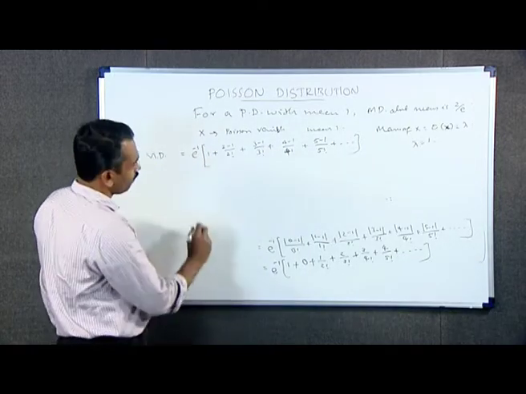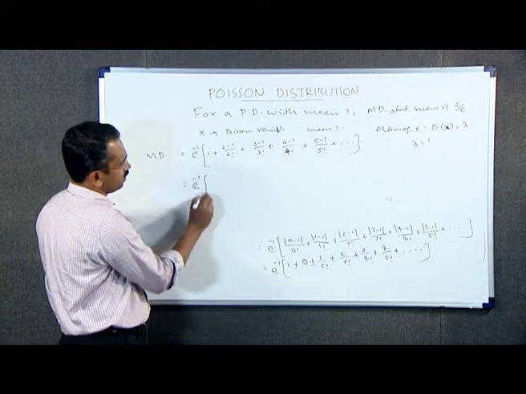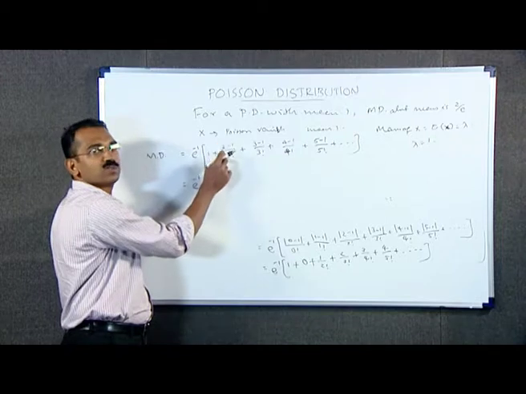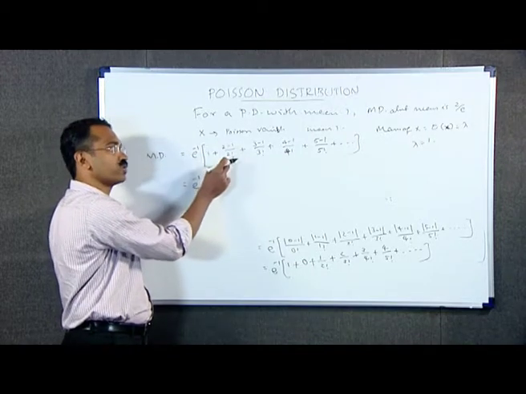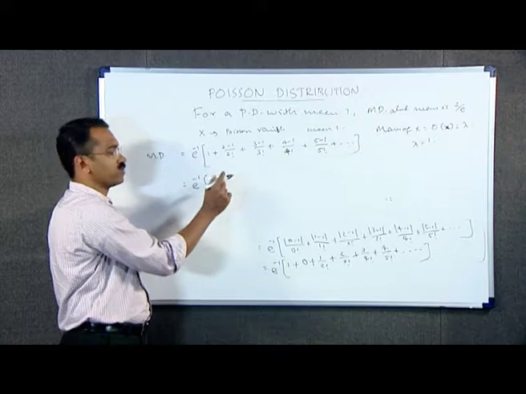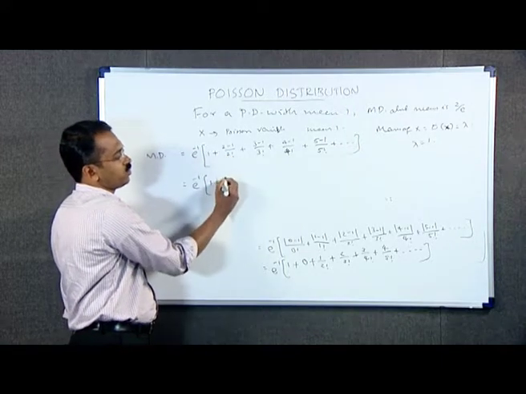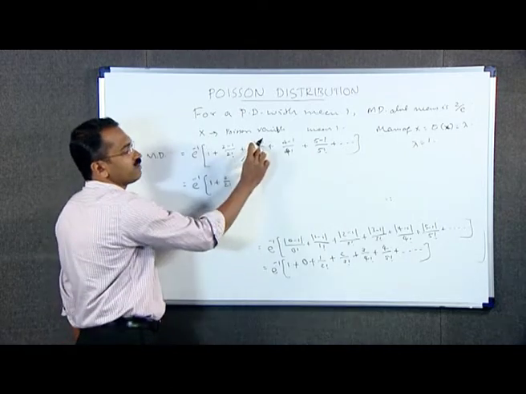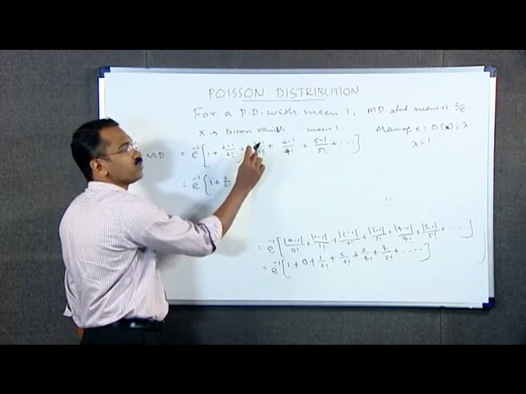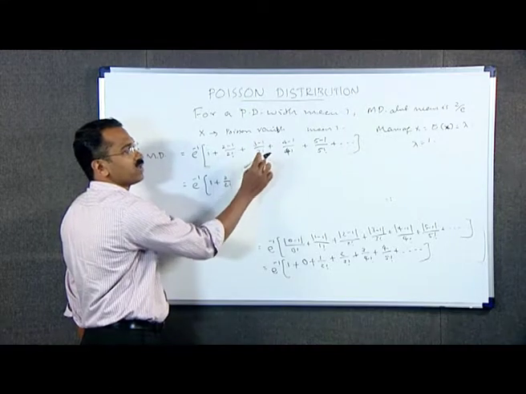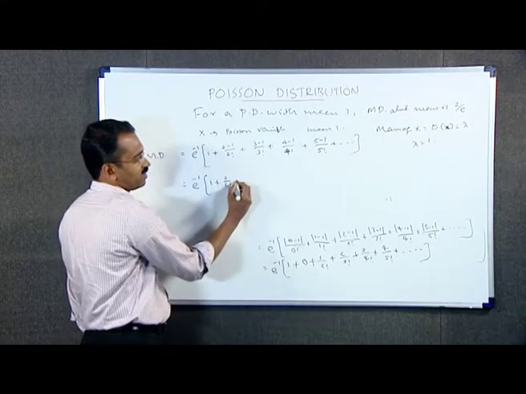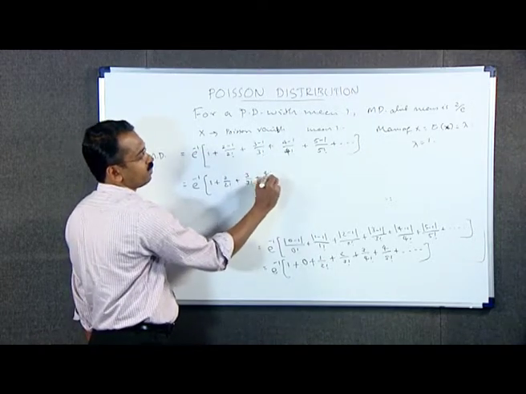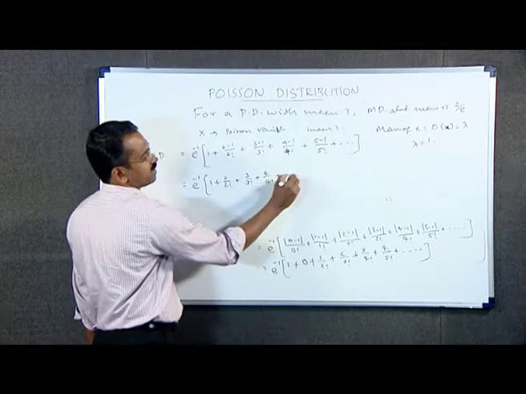Which is equal to e raised to minus 1 into 1 plus, we can split this 2 minus 1 by 2 factorial as 2 by 2 factorial minus 1 by 2 factorial. We take 2 by 2 factorial. This term can be split into 3 by 3 factorial minus 1 by 3 factorial. We take that 3 by 3 factorial here. From this we take 4 by 4 factorial plus etc.